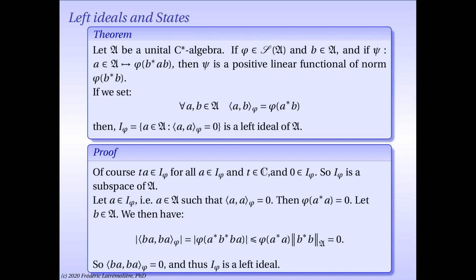then, well, by definition, it's φ(a*b*ba). And you recognize that this is of the same form as the ψ map here, so I can conclude using what we've done recently that this is less than or equal to φ(a*a) times the norm of b*b. And what do I know about φ(a*a)? Well, I know it's 0. So I can conclude that indeed ba is also an element of I_φ, so I_φ is a left ideal. So this is important because if you try to multiply on the right, see what happens. And because of the lack of commutativity, you'll get stuck. So it is not a right ideal in general, but it is a left ideal.